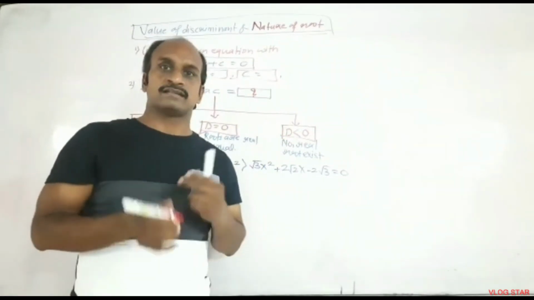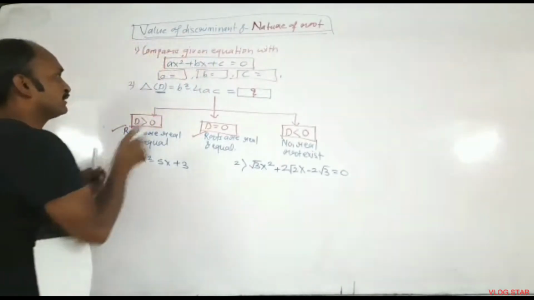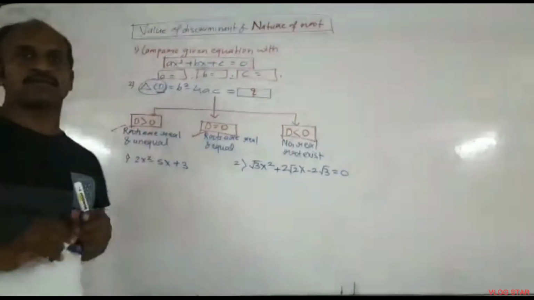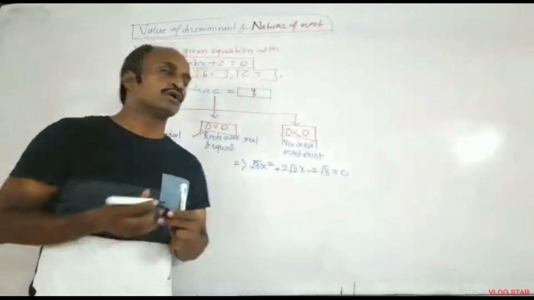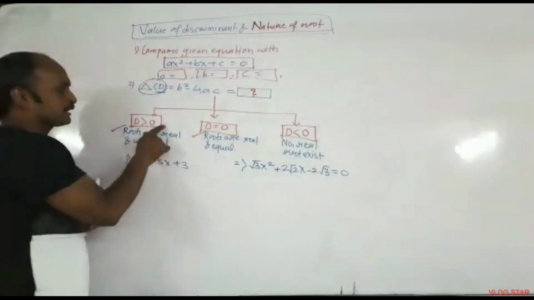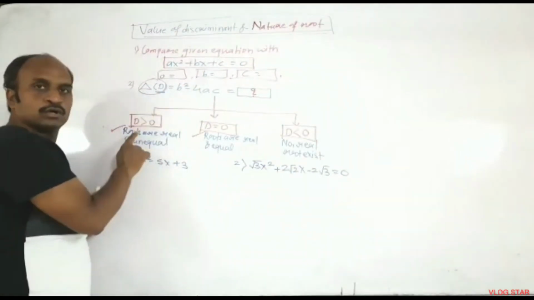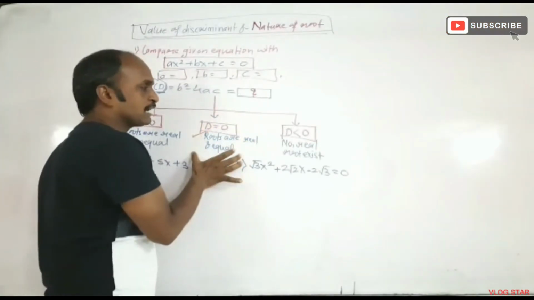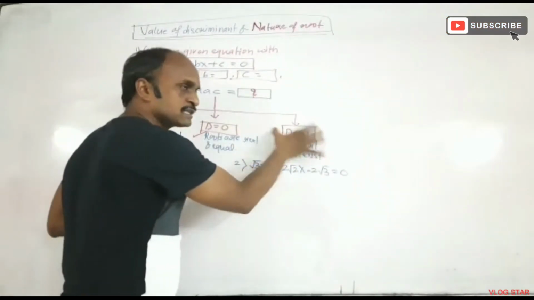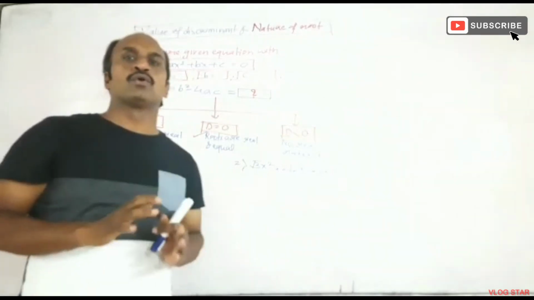That is why this value of delta is called the discriminant. You are discriminating the nature of roots on the basis of the value you get. So more than 0, roots are real and unequal. Equal to 0, roots are real and equal. And if it is less than 0, that means no real root exists.